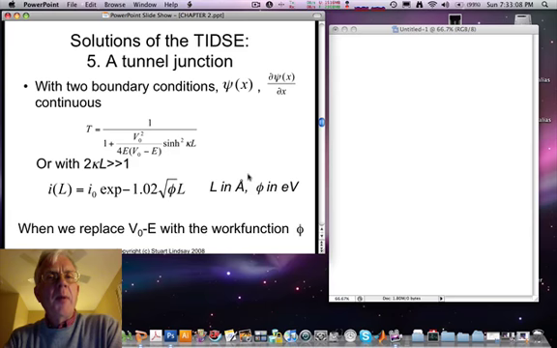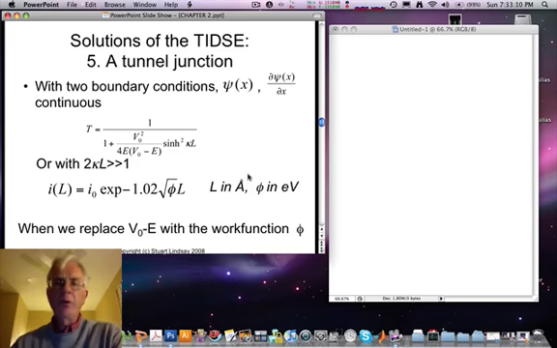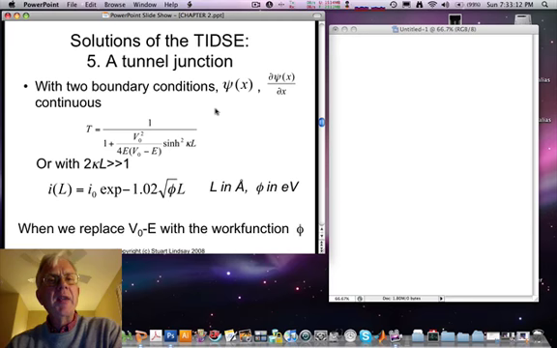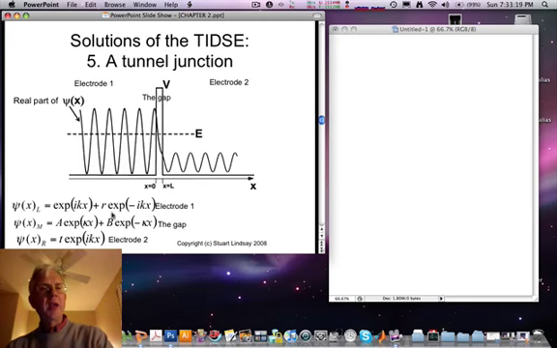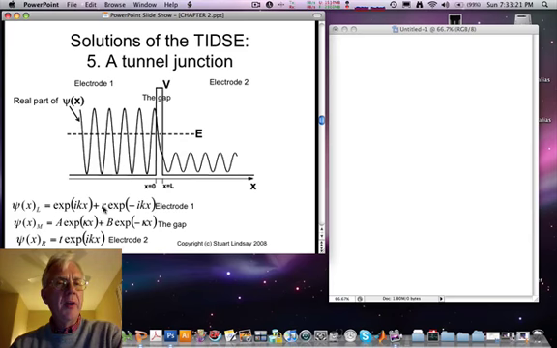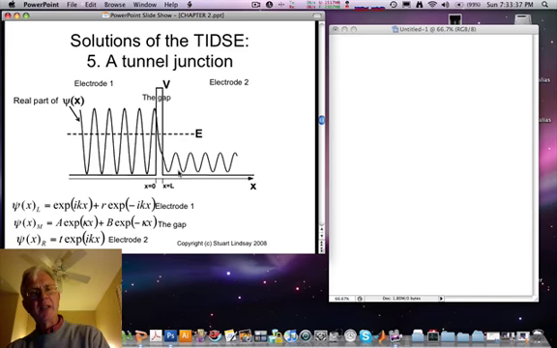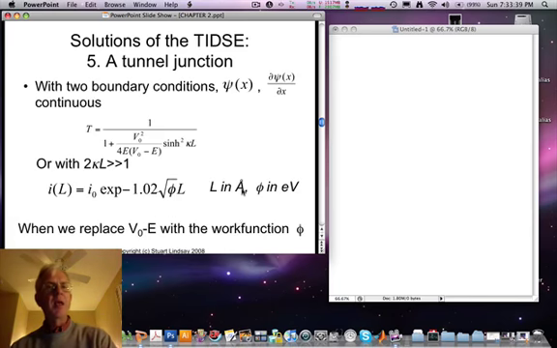Now, to set this problem up, we have to use the boundary condition that psi of x and its derivative is continuous at the two boundaries. So we have here 1, 2, 3, 4 unknown coefficients, but we have 4 boundary conditions. At x equals 0, we want the wave function and its derivative to be continuous, and at x equals L, we want the wave function and its derivative to be continuous.